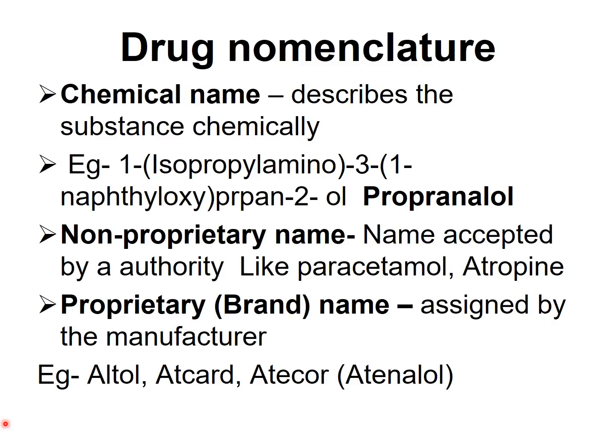So let's see what the differences are between these terminologies, the differences in the names. The first one is the chemical name. Basically, it is least important as far as a medical student or a doctor is concerned, because it is used only for research purposes. For example, propranolol is a beta blocker commonly used for the treatment of hypertension, and its chemical name is isopropylamino-3-(1-naphthyloxy)propan-2-ol.